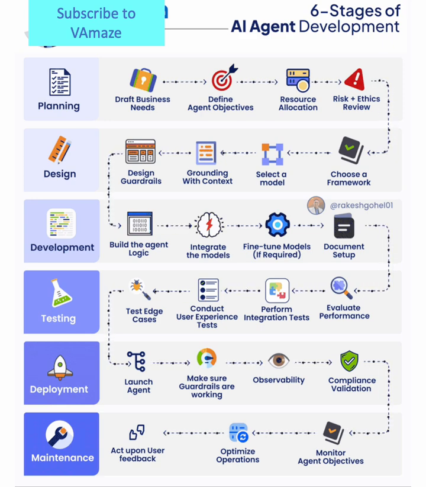Stakeholder alignment. Regular communication with stakeholders throughout all stages ensures the agent delivers real business value. Iterative improvement. AI agents improve through continuous learning and optimization based on real-world performance and feedback. Risk management. Proactive risk assessment and mitigation prevent costly issues and ensure responsible AI deployment.